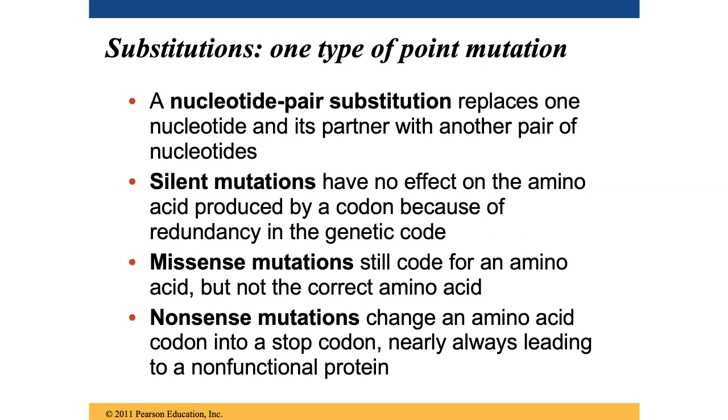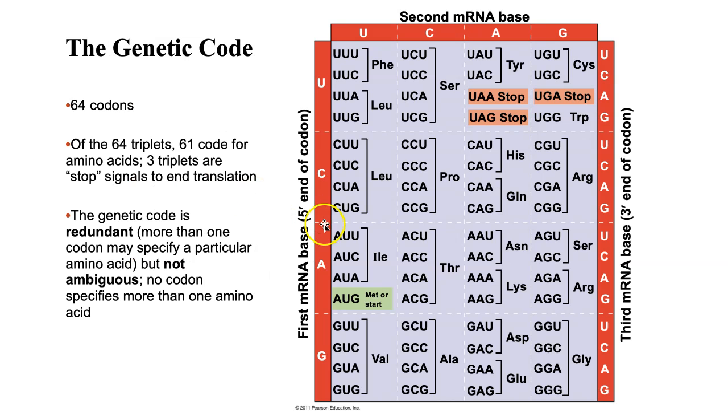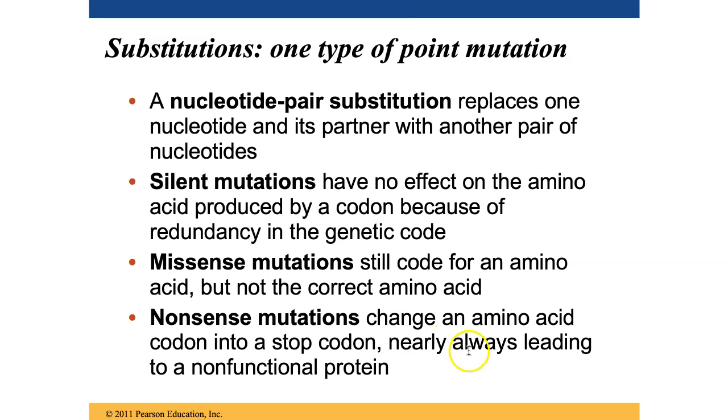We also have nonsense mutations, in which there's a change in the amino acid codon into a stop codon, which will lead to a non-functional protein. So looking back at our genetic code, let's say it should be CAG, and instead it's turned into UAG, that's a stop codon. So anything that gets changed into either UAG, UAA, or UGA is a nonsense mutation. This will lead to a non-functional protein.